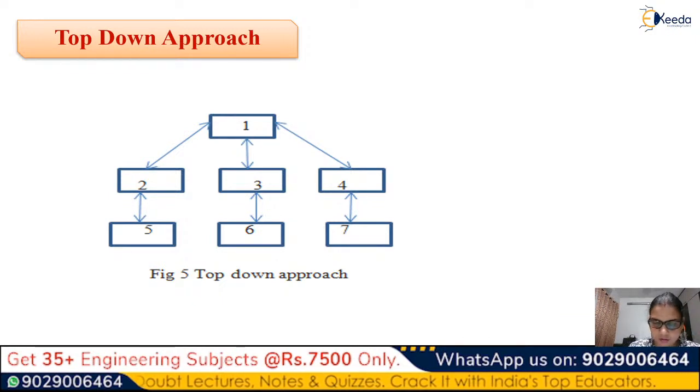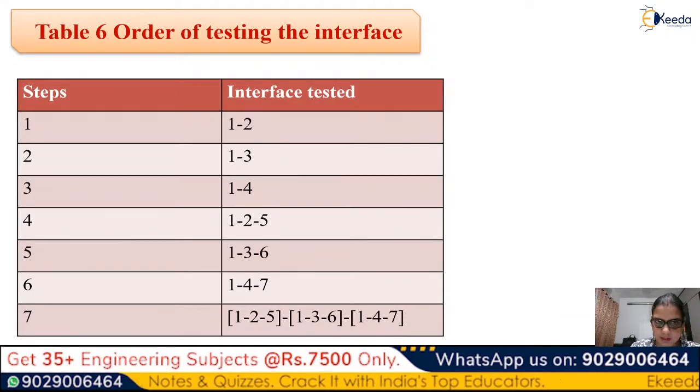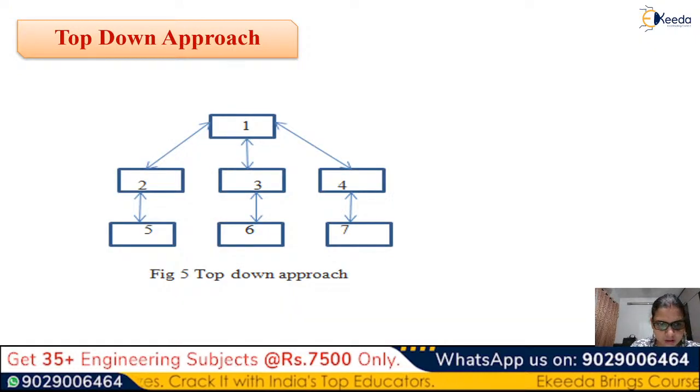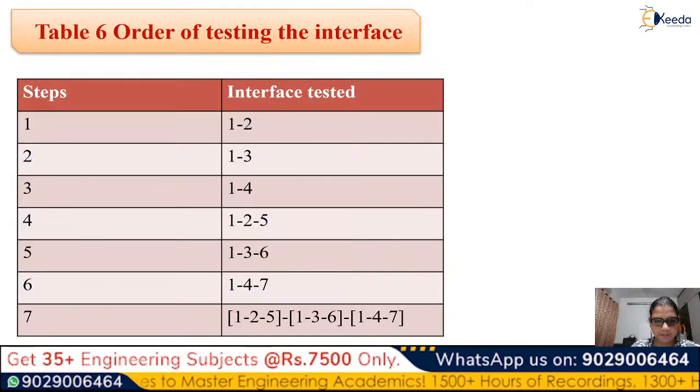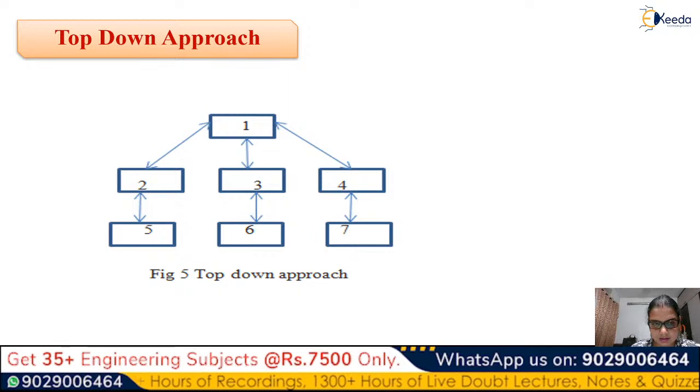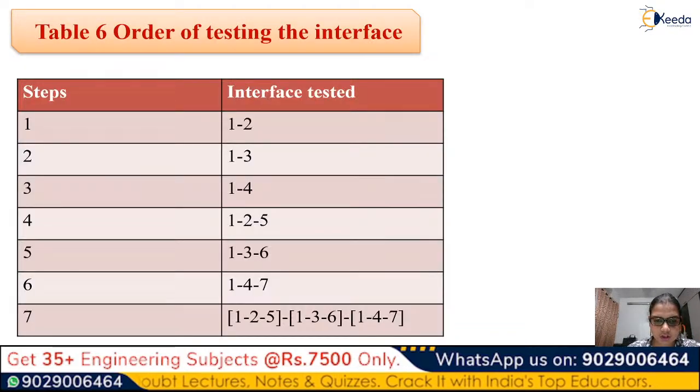This is the first step. We'll just say interface tested. So these are the steps and the interfaces tested. Then in the fourth step, module 1, module 2 and module 5 are tested. Later, module 1, module 3 and module 6 are tested. Then module 1, module 4 and module 7 are tested. See, module 1, 2, 5 in the fourth step, the fifth step is 1, 3, 6 and 1, 4, 7, correct? And later, the last stage is 125, 136, 147. So in this way, the top-down approach is executed. See how it is done.